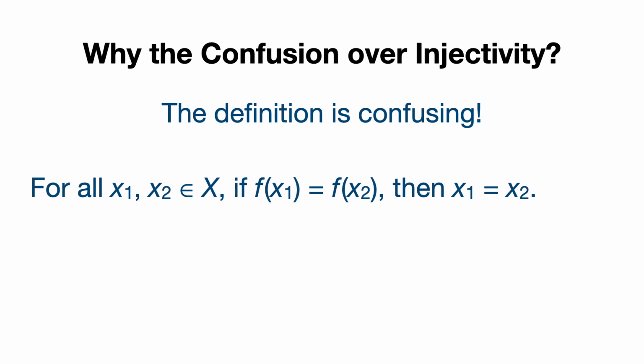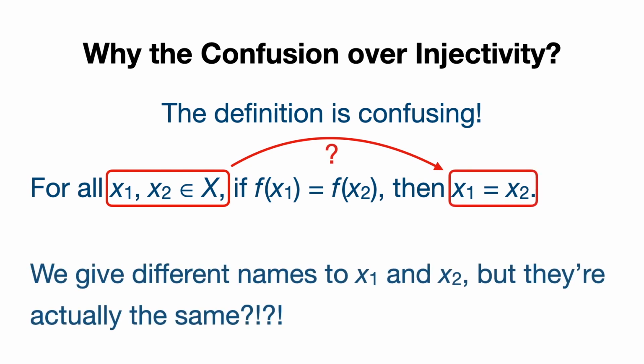Another problem is that the definition of 1 to 1 is confusing. As we discussed earlier, the contrapositive of the definition is more intuitive than the definition itself. It says that if you have 2 different elements of the domain, then they will produce 2 different elements in the codomain. But the definition is what we must use in the proofs of injectivity. A tricky aspect for some students, I think, is that we're introducing 2 elements of the domain with 2 different names, x1 and x2. But then we want to prove that they are, despite having different names, actually the same. And that's confusing.